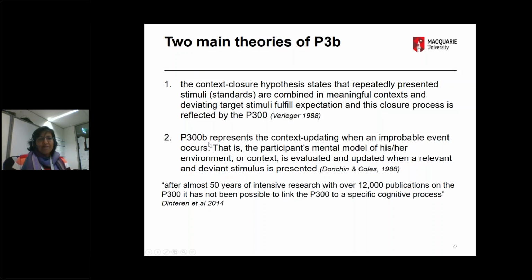Then the next one is the P3. The next theory is about context updating. This is when an improbable event occurs. That is, the person's mental model of their environment or context is evaluated and updated when a relevant and deviant stimulus is presented. That is, when you're hearing the tone and the deviant comes along, it needs to be updated in your working memory processes to then decide and respond to that difference.